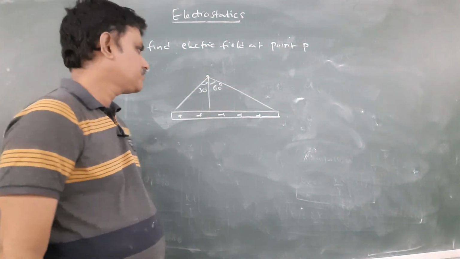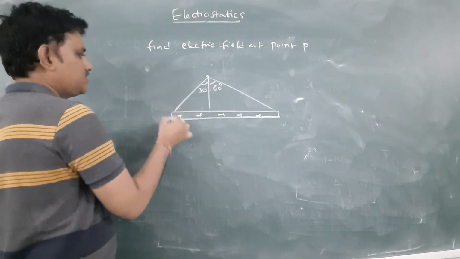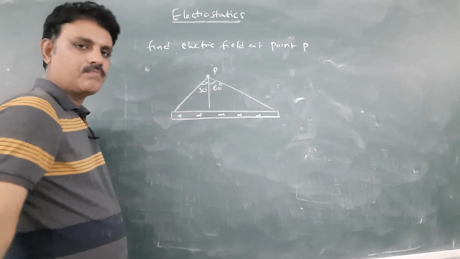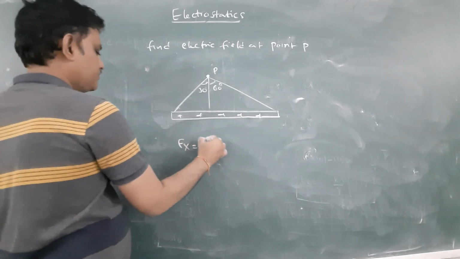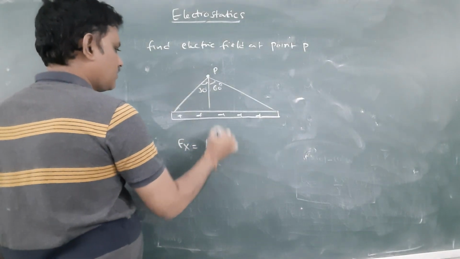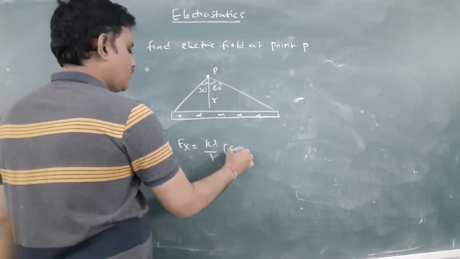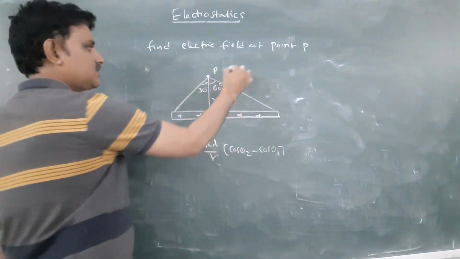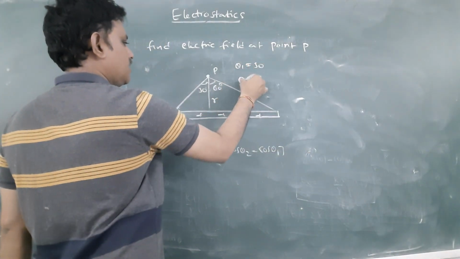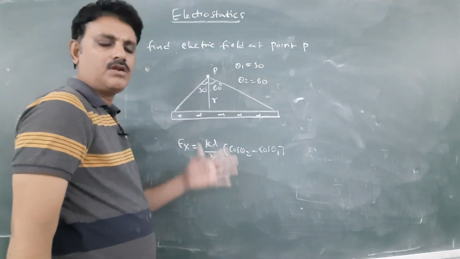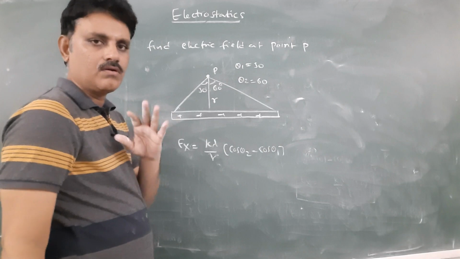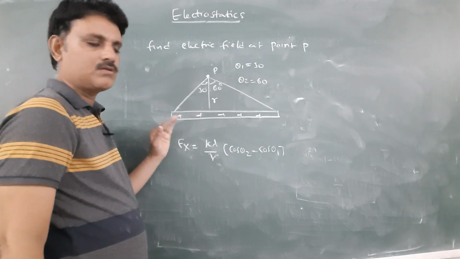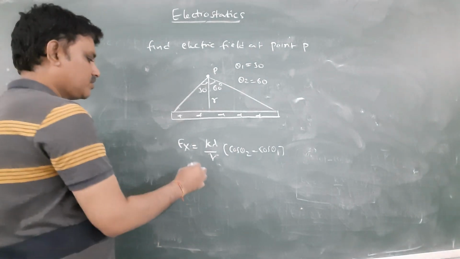Okay students, see this problem. Our aim is to calculate the electric field at a point P with respect to the rod. So Ex is equal to, we know, k lambda by r, the distance here is r, into cos theta 2 minus cos theta 1. Here theta 1 is 30 degrees, theta 2 is 60 degrees. Here no need to take the sign convention because we already took it in the derivation. So theta 2 is positive and theta 1 is 30 degrees. These two are positive values.